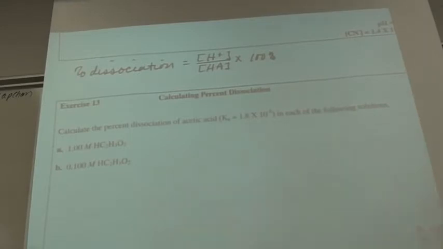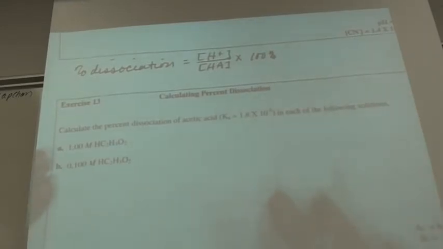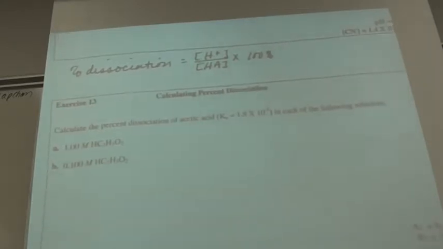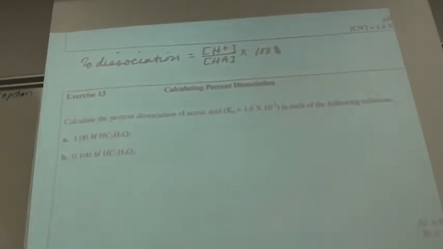And I did say to you, when you're talking about a weak acid or a weak base, concentration matters to the percent dissociation. Looking at these right now, 1 molar or 0.1 molar, which one do you think dissociates the most? A or B? B. All right, let's mathematically prove that.